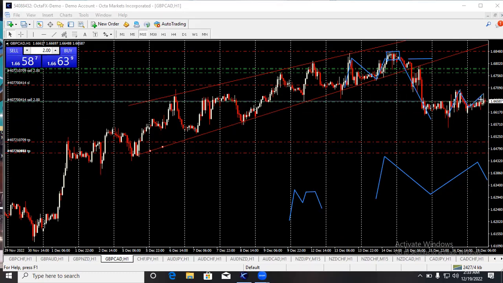Look at this pin bar to the upside. It shows that this thing is about to reverse. So I have to enter at the opening of this candle. Then I'm expecting it to move down to this level. And there we go. So that's one trade.